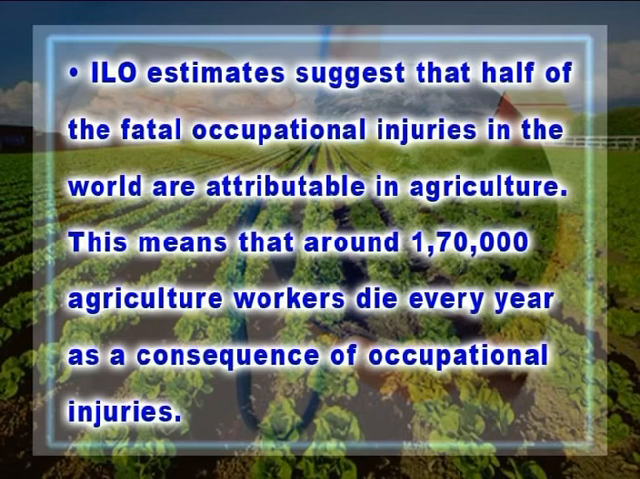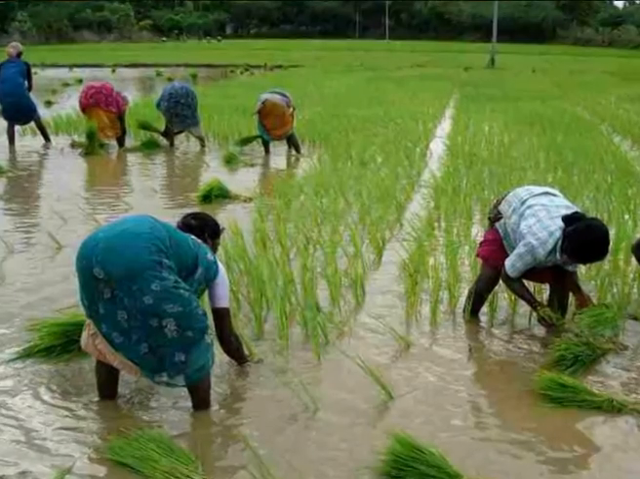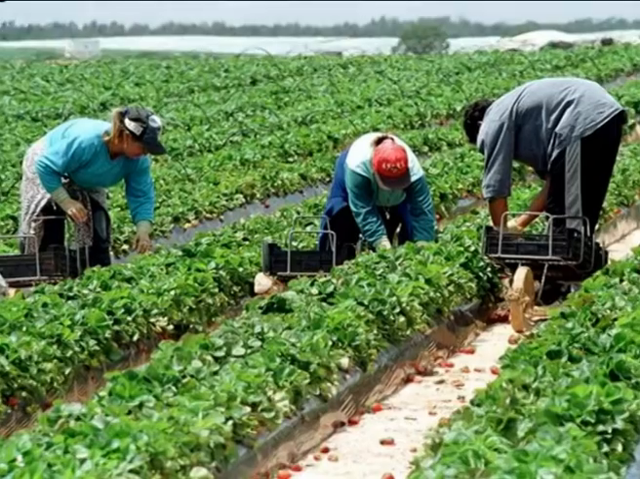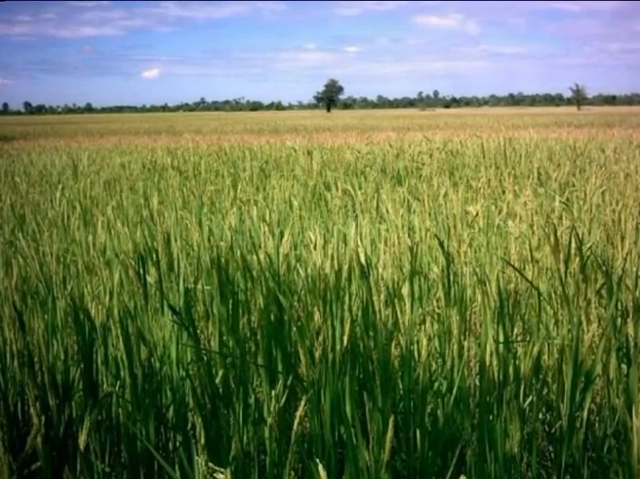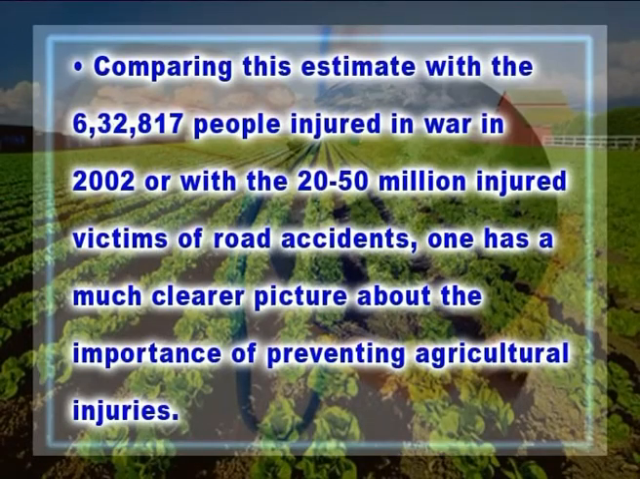This means that around 170,000 agriculture workers die every year as a consequence of occupational injuries. Using the same estimates, half of the fatal accidents could be linked to agriculture activities, that is more than 130 million. Comparing this estimate with the 632,817 people injured in the war in 2002 or with the 20 to 50 million injured victims of road accidents, one has a much clearer picture about the importance of preventing agricultural injuries.